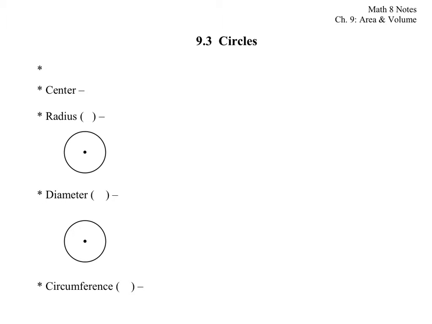So 9-3 circles. I think you've seen some of this circle stuff before. Maybe some of it will be new. Let me know if you have questions as we go. Want to start out with the number that shows up a lot in circles, pi.